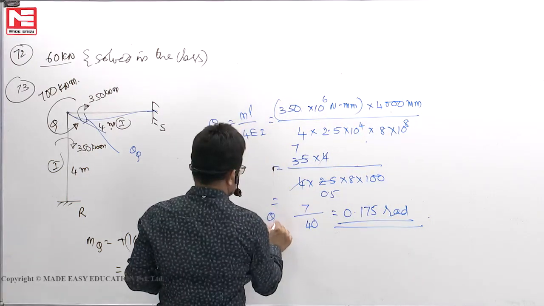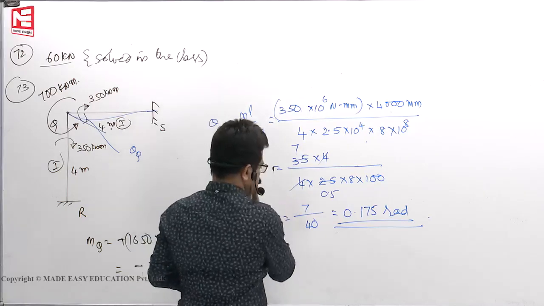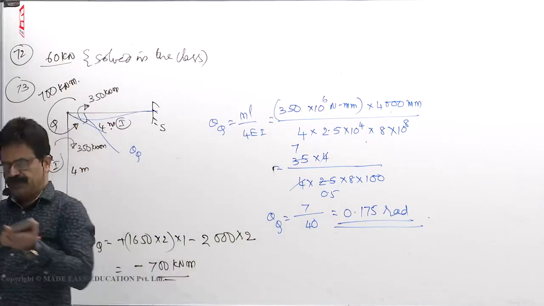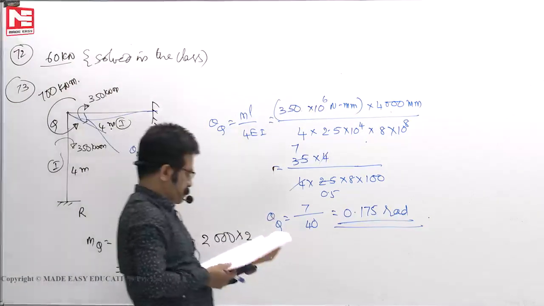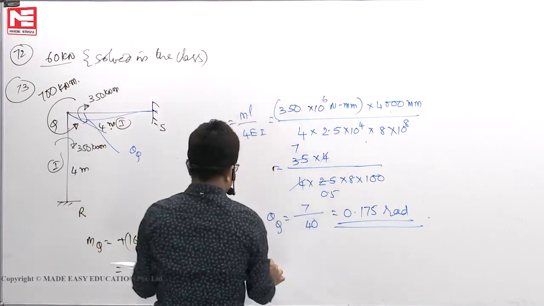This is theta Q. That's how it is already solved in your GATE booklet. Next, 74.